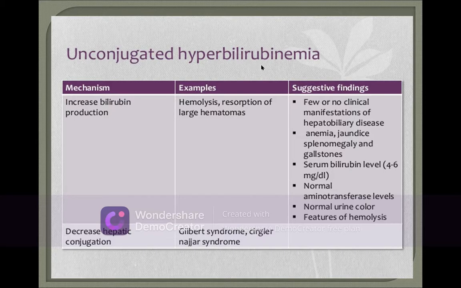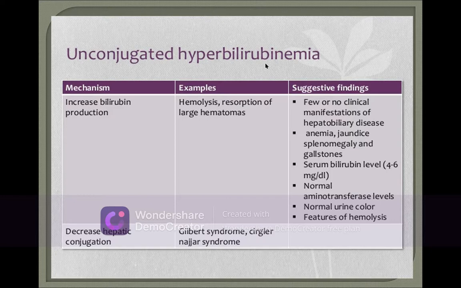Now this cycle should be repeated by you often. On the basis of this, there are two types of hyperbilirubinemia. Total bilirubin is usually 0.8 to 1 in most of the cases. It may be up to 1.2, not more than 1.2 in normal individuals.